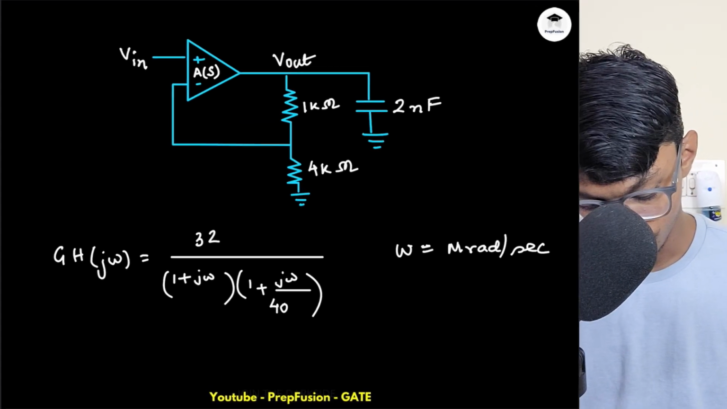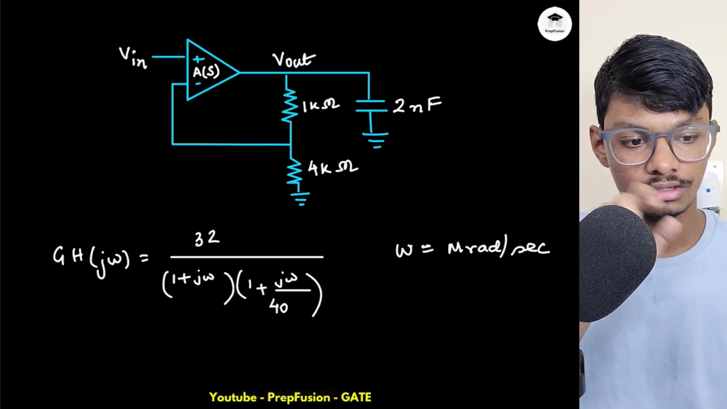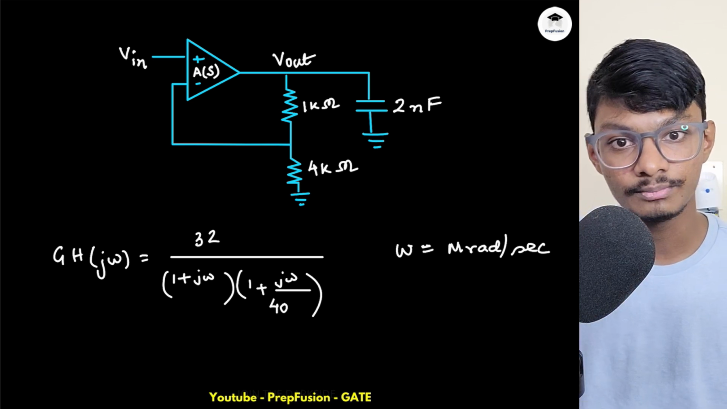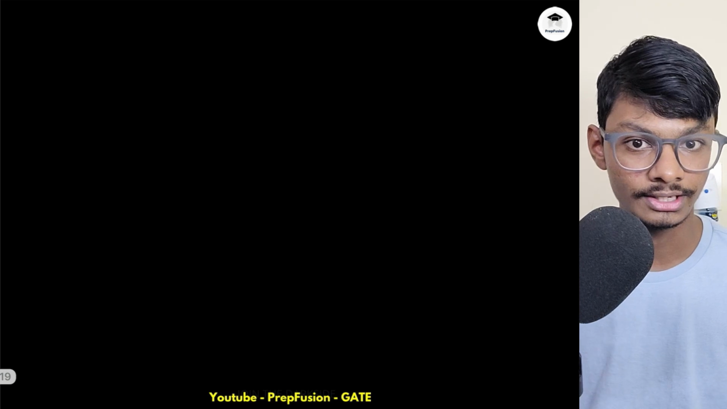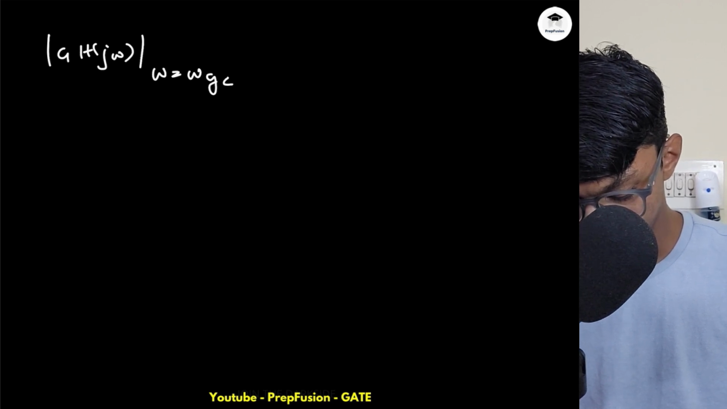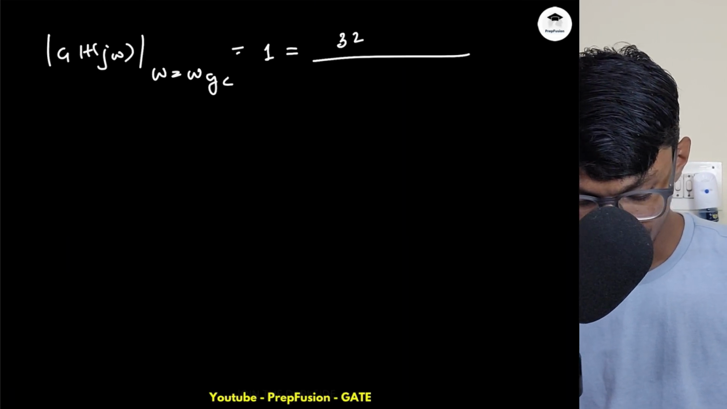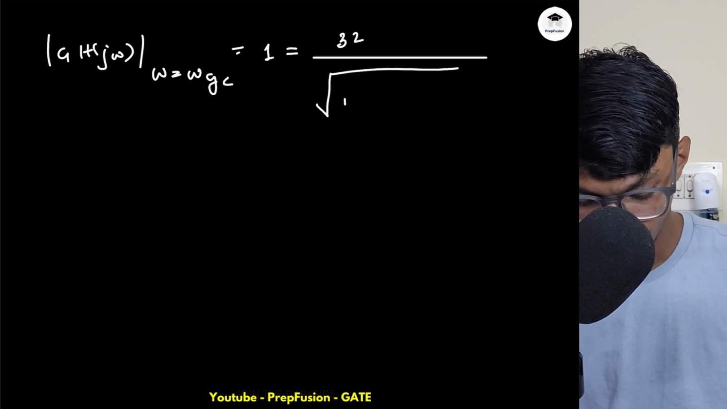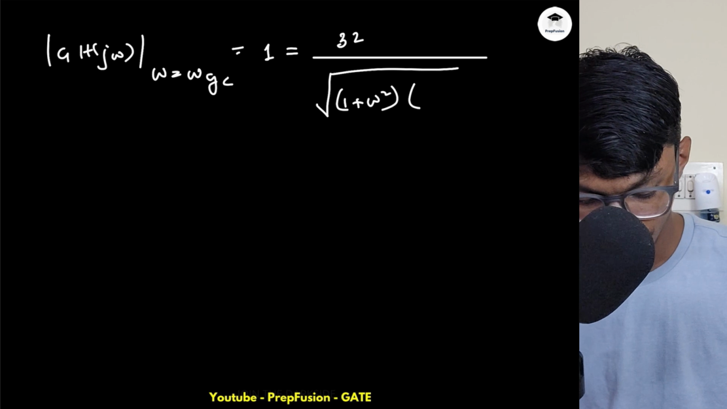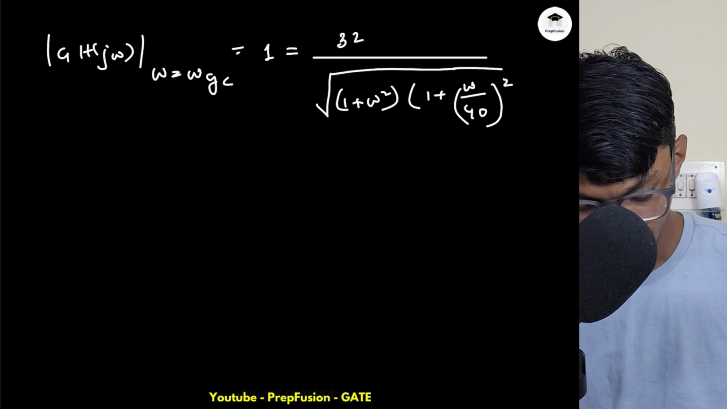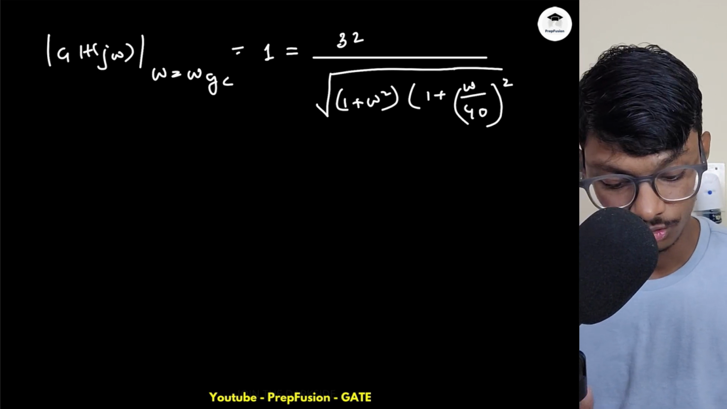So this 10 raised to power 6 will be gone, and it will help us in computing the value of phase margin. So for phase margin, what is the case? First we have to compute the angle of the OLTF at omega equals to omega GC, that is when my gain becomes 1. So obviously we have to find the frequency at which my gain becomes 1. So for that, my magnitude of GH of j omega at omega equals to omega GC will be 1, which is equal to this, right? 32 by under root 1 plus omega square into 1 plus omega by 40 square.